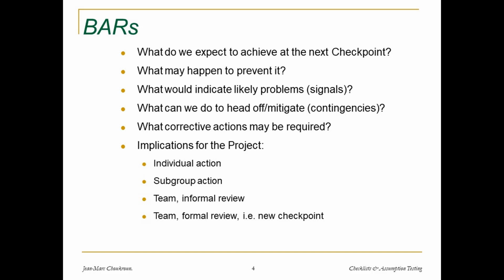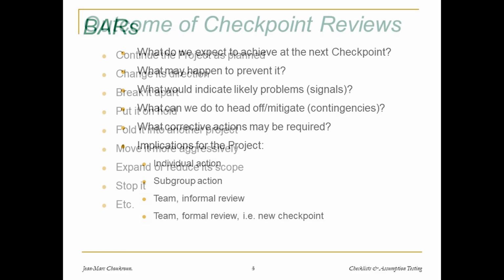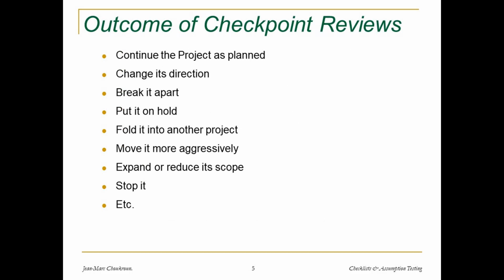And again, what are the implications for the project in terms of individual action? Team members X, Y, Z, what do you need to do? Or what may a subgroup do? What may we do as a team? Maybe, if a particular contingency occurs, we have to have an emergency team meeting, etc. So you can plan ahead of time what we might do if certain things happen, so that they don't come in as a surprise. And so the outcome at a checkpoint review is to continue as planned, or to change direction, break the project apart, put it on hold, etc. Any number of options need to be considered as a result of those reviews.